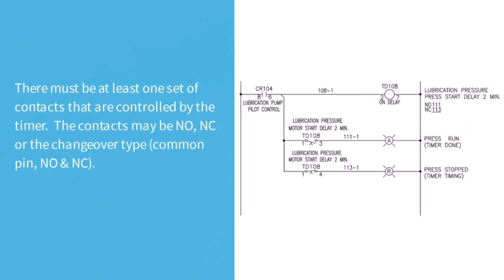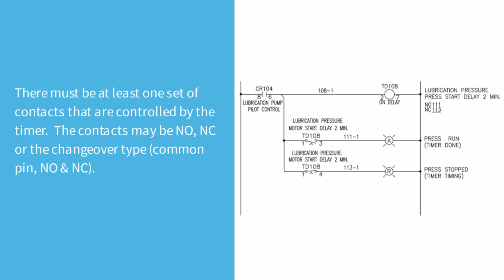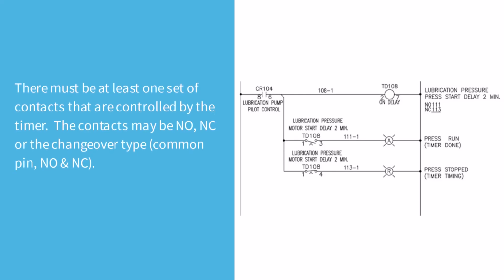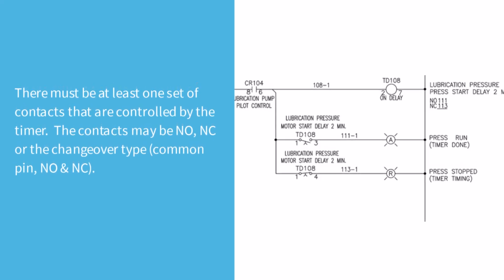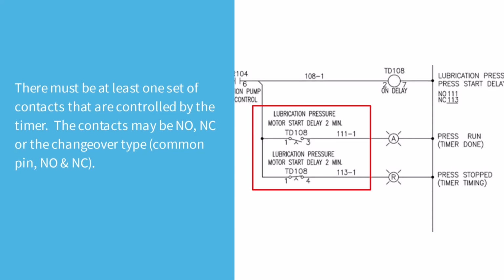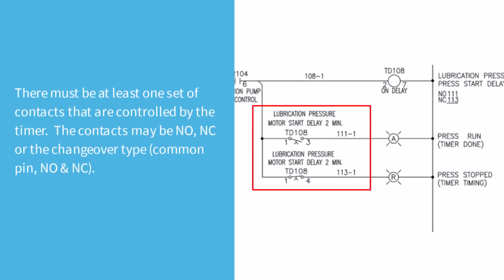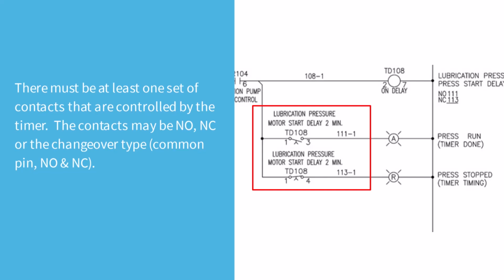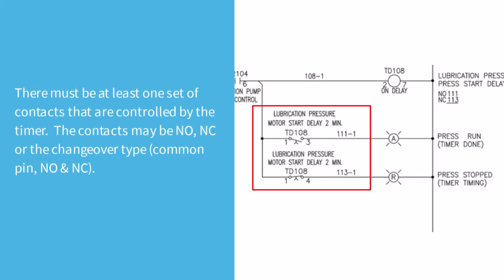There must be at least one set of contacts that are controlled by the timer. The contacts may be normally open, normally closed, or the changeover type, with a common pin and normally open and normally closed connection.